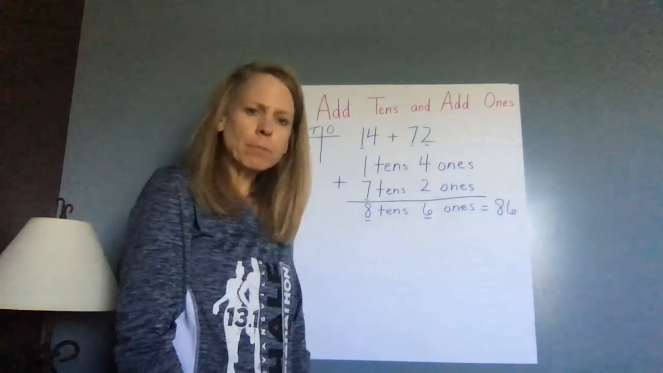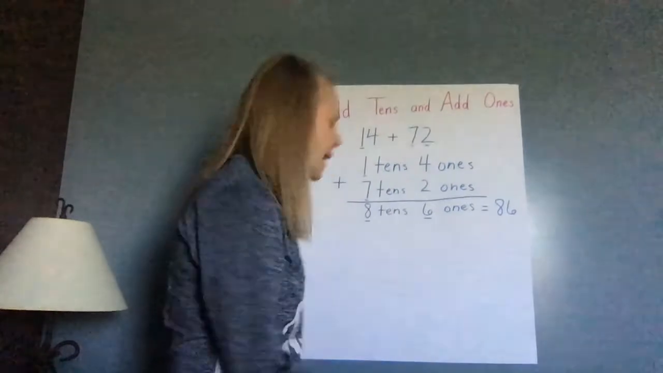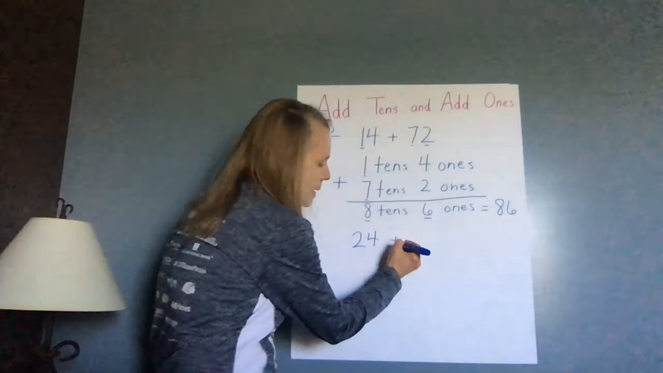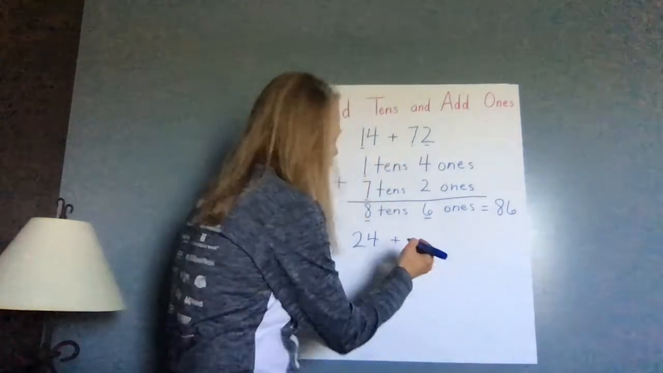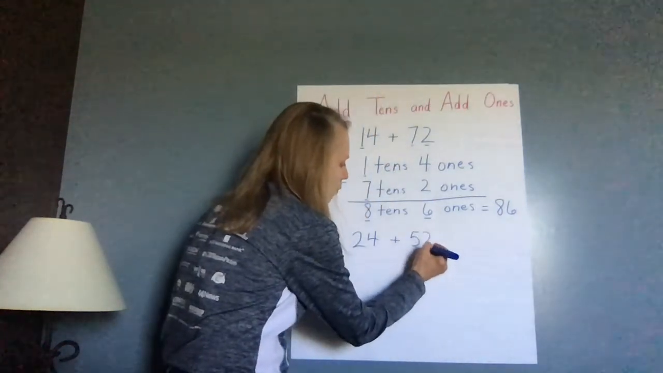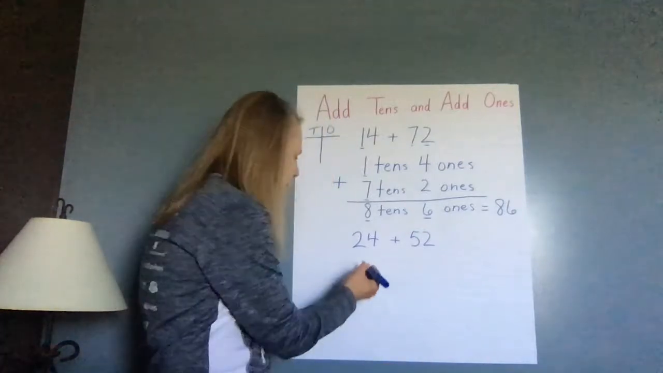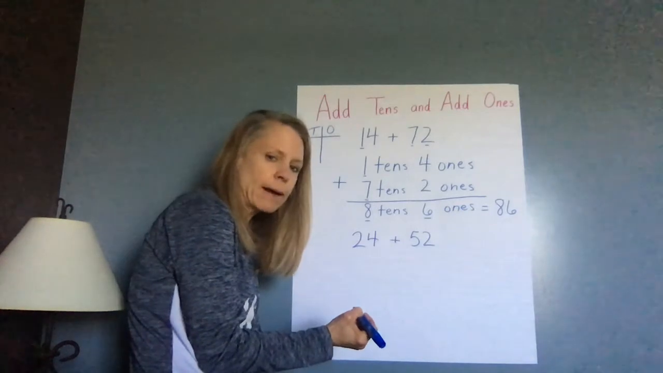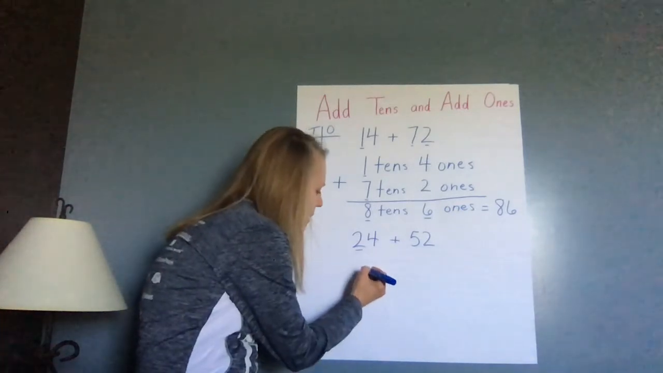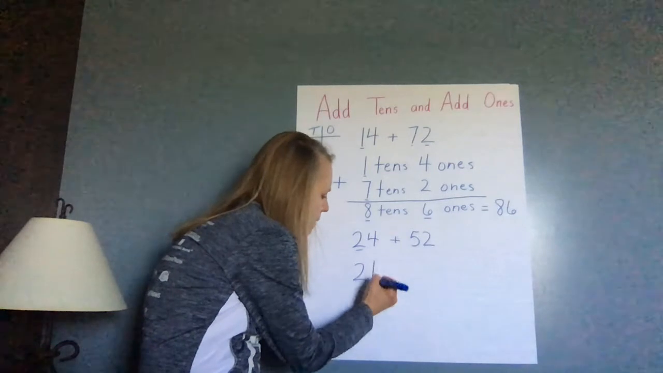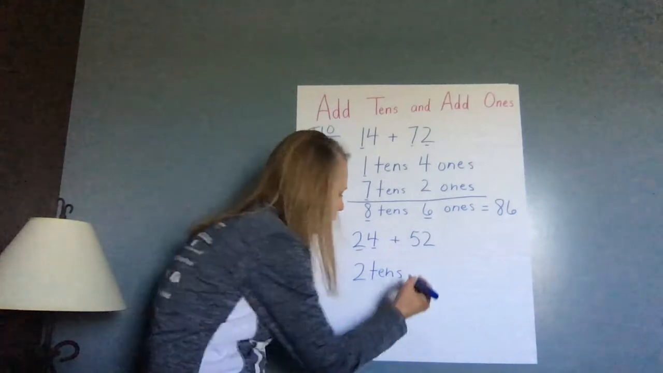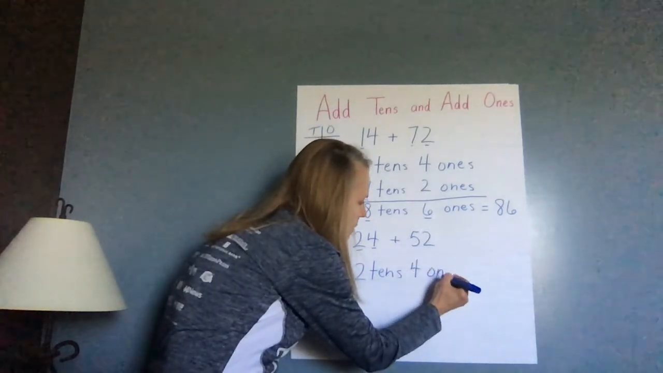86. Okay? So let's do another problem just like this. So let's say I have 24 plus, let's do 52. So first, my number is 24. How many tens does 24 have? This is our tens place. So I have 2 tens. How many ones does it have? Has 4, right? 4 ones.